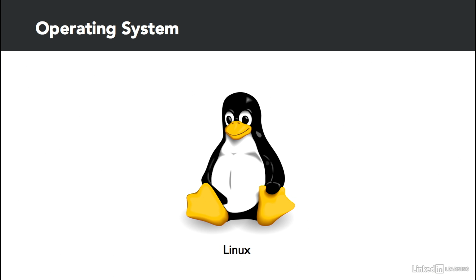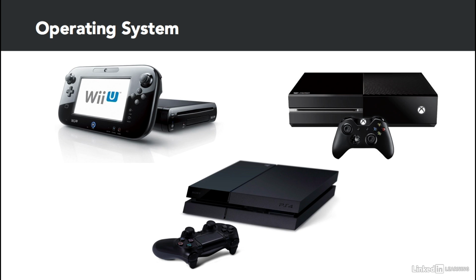Generally, any computer or device that runs programs, especially multiple programs, has an operating system. Game consoles like the Wii, the PS3, and Xbox all have operating systems. Your mobile phone has an operating system.